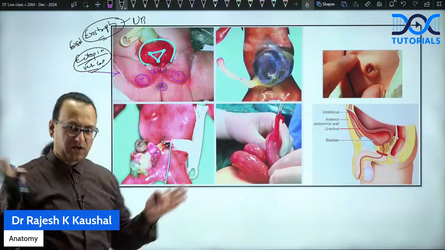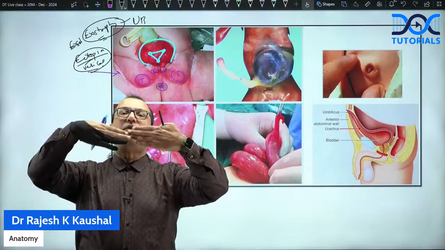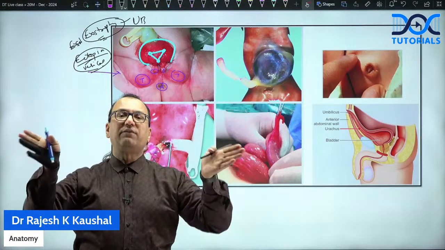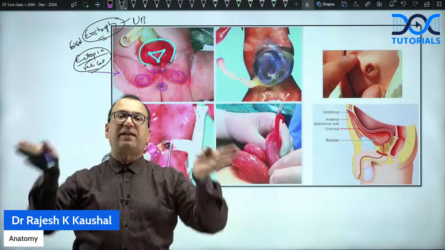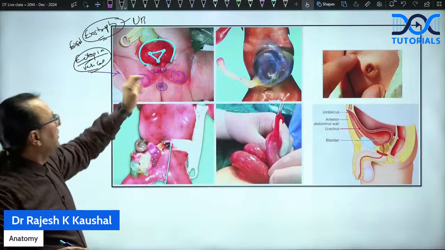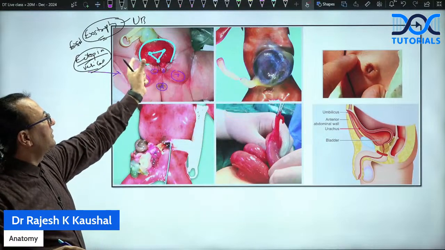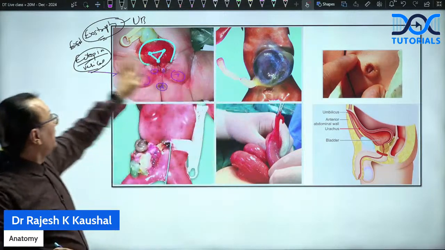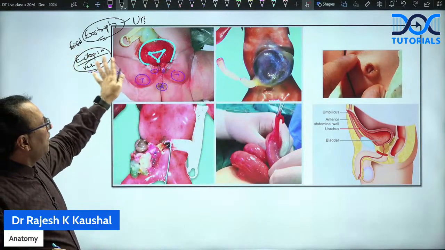And why does it happen? Because lateral folding is not complete. During development, there is lateral folding. So lateral folding will close it. But if lateral folding is not closing, then it will be open. So what will be open? Urinary bladder is open, pubis symphysis is open, all these things, the pubic bones will be apart. So that is bladder exstrophy or ectopia vesicae.